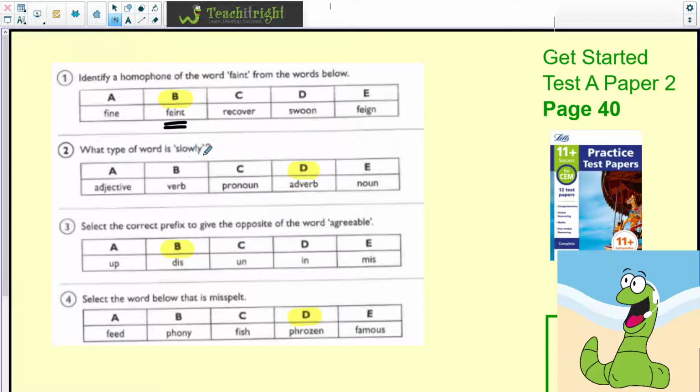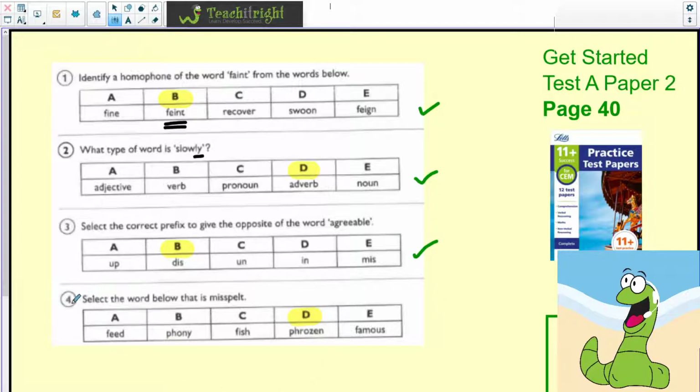What type of word is slowly? Of course, it's an adverb. Lots of adverbs, of course, end with ly. So that's going to describe the verb. Question 3, select the correct prefix to give the opposite of the word agreeable. Well, that will be disagreeable. So again, as you go down through, if you've got them right, give them a tick.